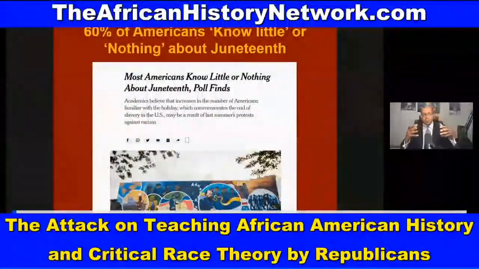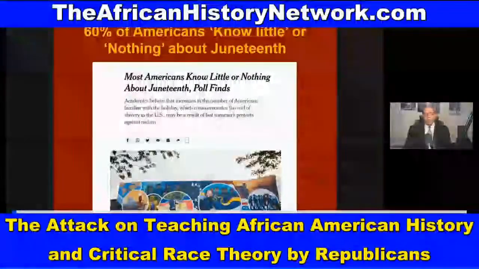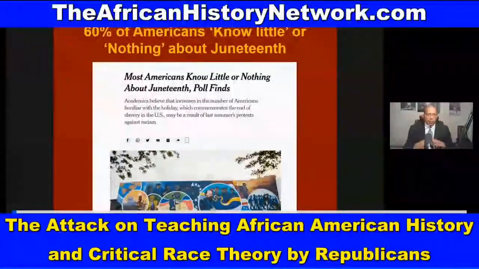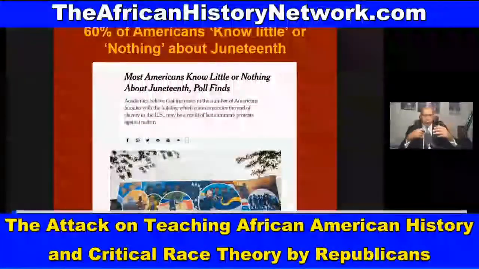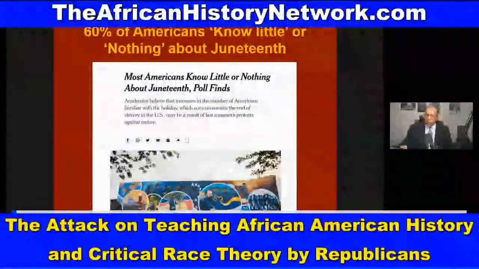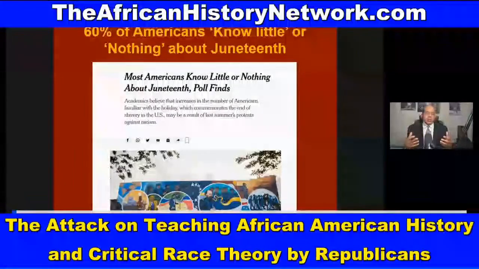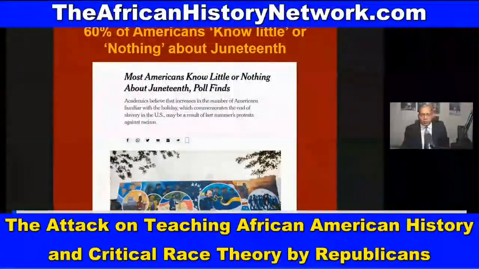We've seen, after Juneteenth became a federal holiday in 2021, signing the law, we started seeing a lot more articles being written about Juneteenth. And this article here from the New York Times is a very interesting article. Most Americans know little or nothing about Juneteenth, poll finds. And in the article, it talks about 60% of Americans know little or nothing about Juneteenth.